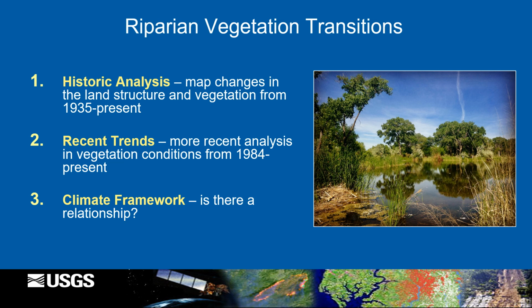First, we are completing a historic analysis in which we are mapping changes in the land structure and vegetation from 1935 to present day. Second, we are quantifying more recent trends in vegetation conditions from 1984 to present day using Landsat and other imagery sources. And finally, we hope to make conclusions on the relationship between what we are seeing with the remote sensing methods in the vegetation with climate and drought. So is there a relationship between these?